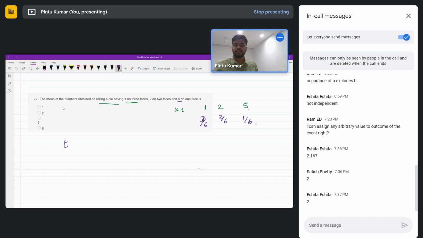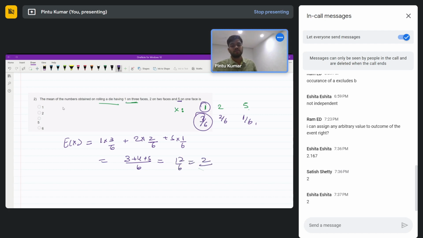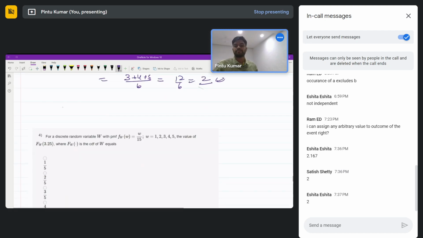Now if you take the expected value of x, this is x into probability of x: 1 into 3 by 6, plus 2 into 2 by 6, plus 5 into 1 by 6. So this is 3 plus 4 plus 5 divided by 6. Did I make some mistake? I think I have not. So this is 7 plus 5, 12 by 6. This is 2. Okay, so this is how you get 2 in this.